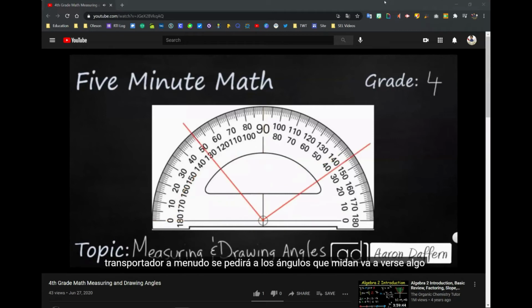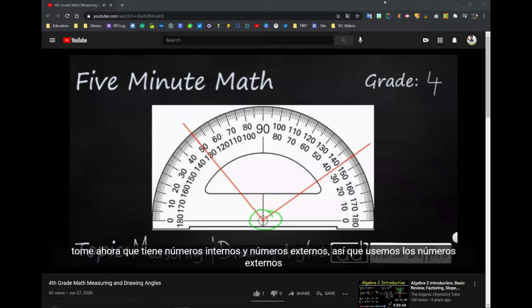Often the angles you'll be asked to measure are going to look something like this. The only thing that's the same is that our vertex is always going to be right there in that middle portion, not at the very bottom, within that circle. So what you have here are your two lines or your two rays, and neither of them is on 0. So we have to do a little bit of subtraction.